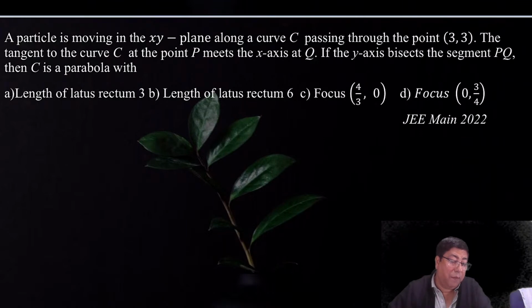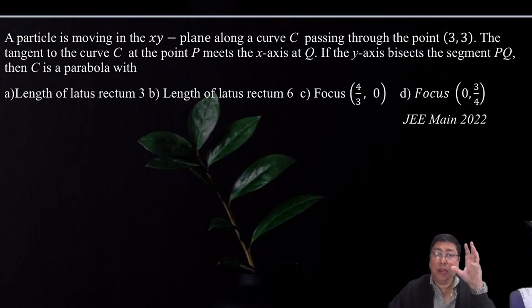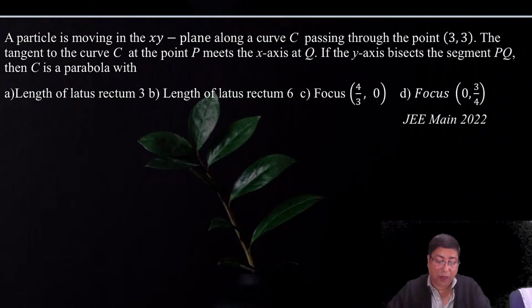Next sum is given: a particle is moving in the XY plane along a curve C passing through the point 3, 3, and the tangent to the curve C at the point P meets the x-axis at Q. If the y-axis bisects the segment, so first of all, we have to read this and draw one rough diagram. After that, we'll see what can be done.